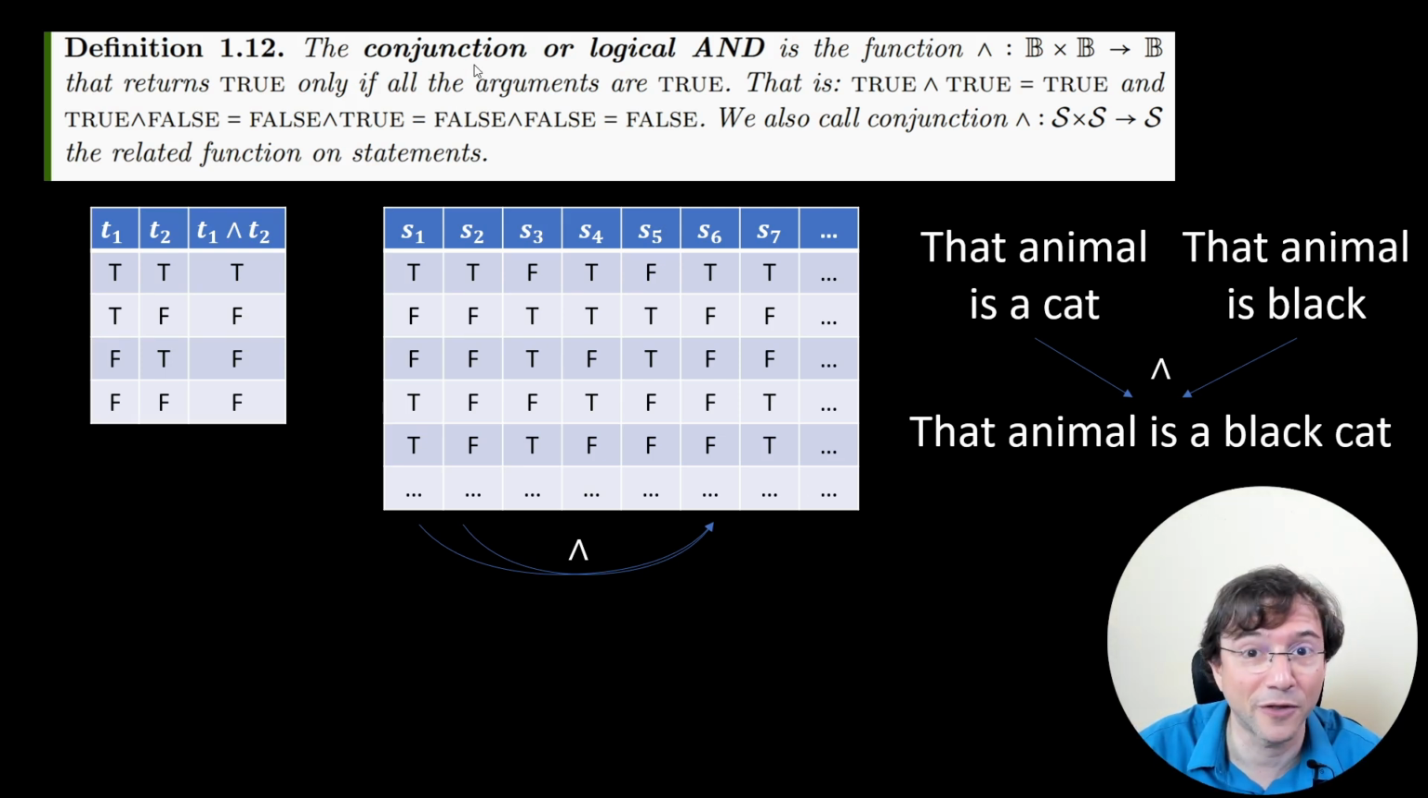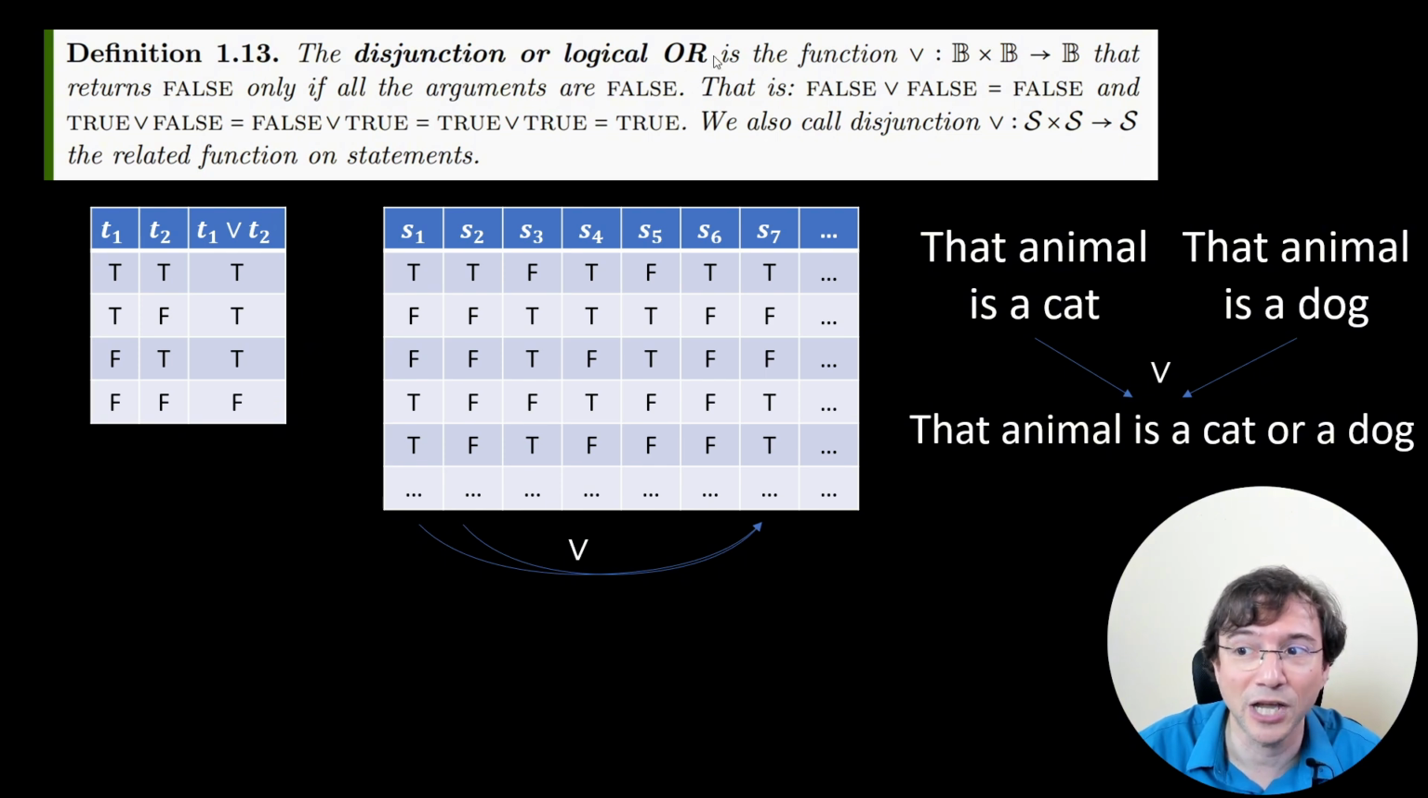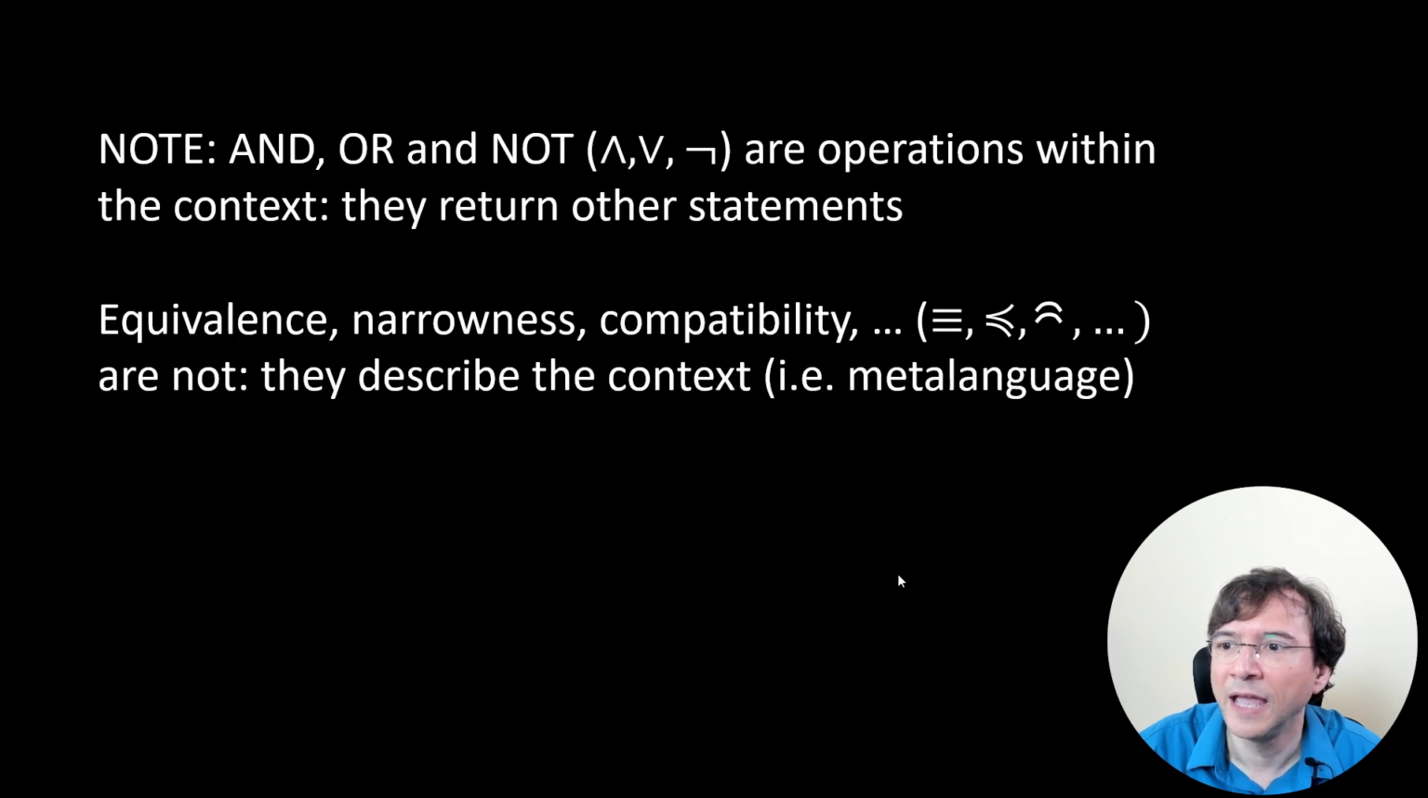In the same way that we define the conjunction, the logical AND, we can define the disjunction, the logical OR. In terms of Boolean functions, the OR is the dual of the AND, which is false only if both arguments are false and true otherwise. And again, here, given two statements, we can find another statement that is the disjunction. So if we say that animal is a cat and that animal is a dog, we are going to find in the context a statement that says that animal is a cat or a dog. Okay? Again, I want to stress that and, or, and not are operations within the context. They return other statements. You give me a statement, I give you another statement.